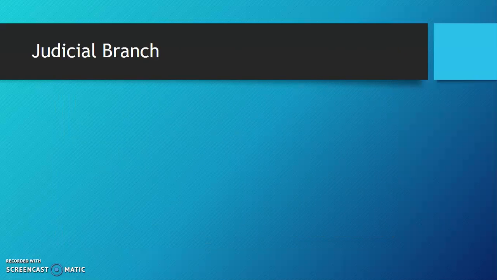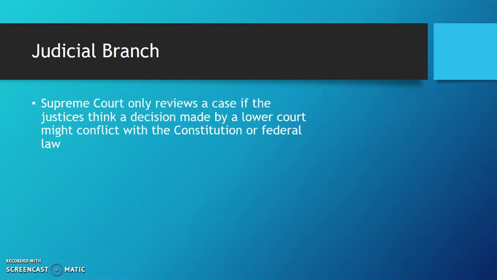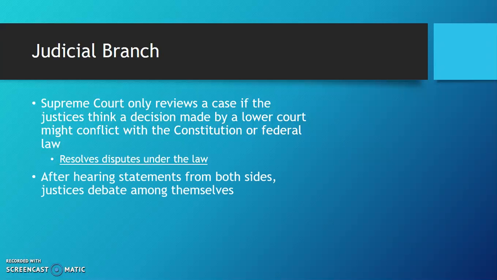In learning more about the judicial branch, we know that the Supreme Court only reviews a case if the justices think a decision made by some lower court might conflict with the Constitution or federal law. Their main job is to resolve these disputes under the law of the Constitution. They interpret the Constitution and resolve certain disputes that may infringe on the Constitution. After hearing statements from both sides, justices then debate among themselves if this law is constitutional or not, or if the dispute is constitutional or not.